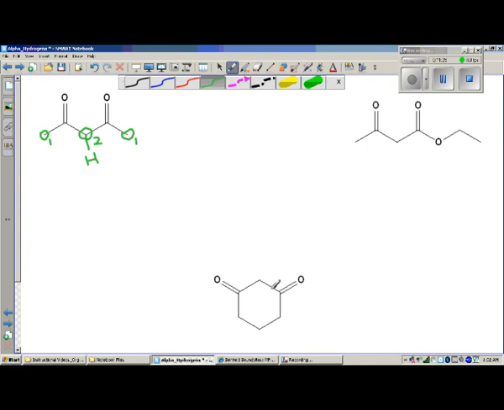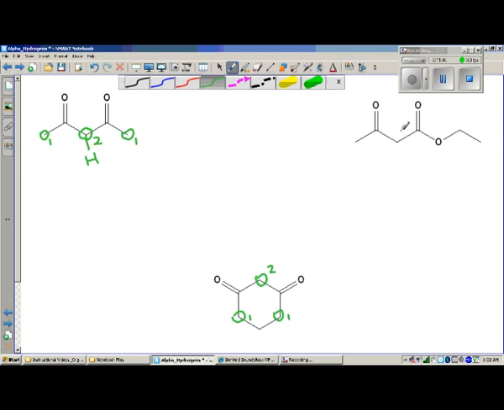The situation is almost exactly the same for this guy. If you were to ask yourself, how many types of alpha hydrogens do I have here? It'd be very similar to up here. It'd be type 1, and then type 2. And once again, hopefully you can see type 2 would be more acidic.